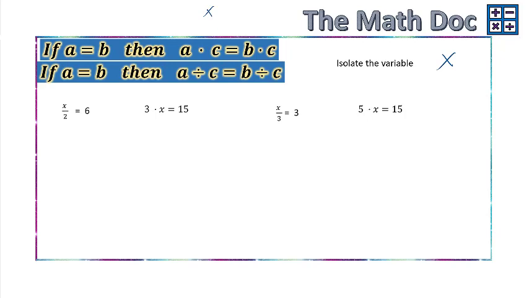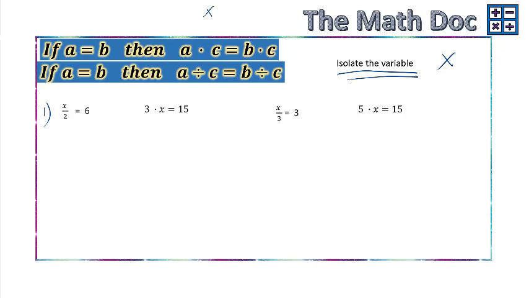And very similar to the addition and subtraction properties, what we're trying to do when we have a variable is isolate that variable, because if we have the x isolated from the numbers, we know what x is equal to. So we can basically solve our equation and find what x is. So let's look at our first problem here. X over 2, right? X divided by 2 equals 6.